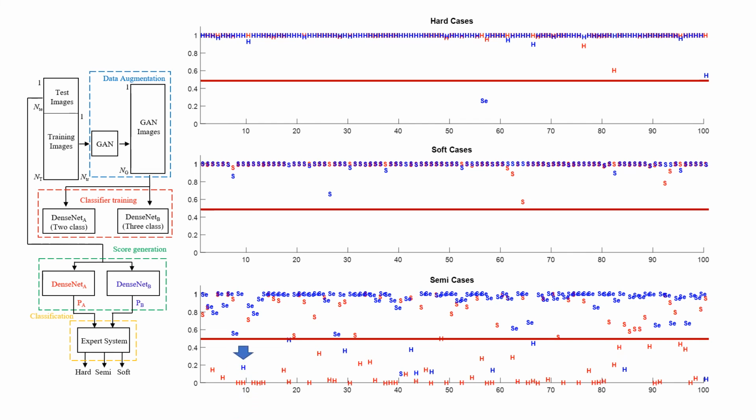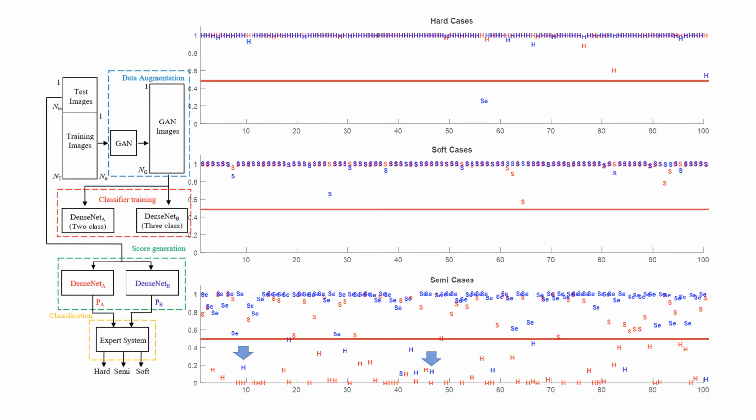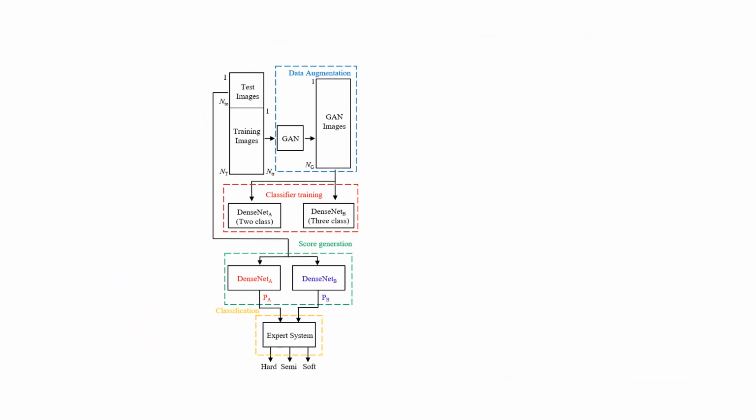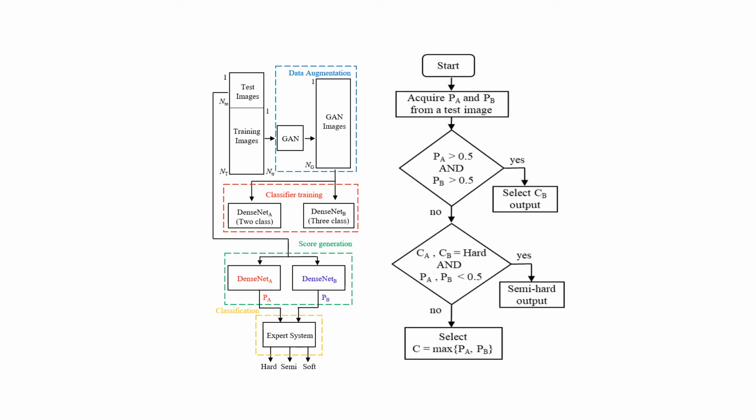There are image outputs, such as the ones highlighted with the arrow, where both classifiers wrongly select a hard case, but with very low probability. Here is another case. We can then choose a semi-hard output when this scenario happens. The result from both classifiers then can yield better accuracies. This is done with an expert system, as shown there.